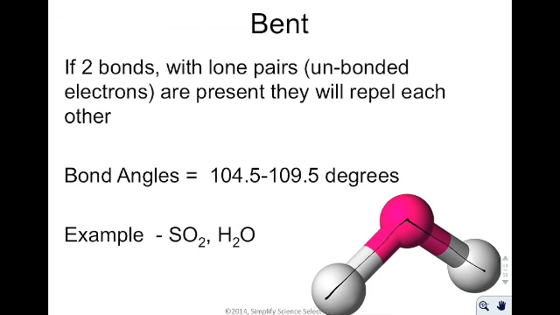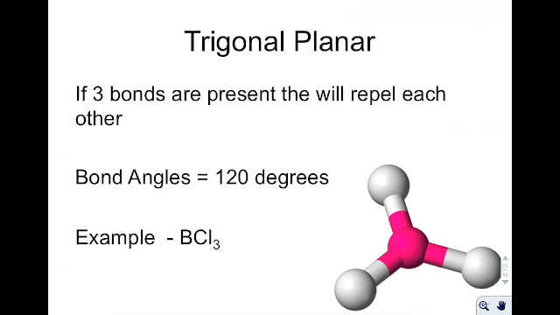Okay, the bond angles are generally between 104.5 and 109.5, and that depends on how many lone pairs are attached to the central atom. Examples of this are sulfur dioxide and dihydrogen monoxide. So you see this is a bent molecule. Next, we have the trigonal planar molecule. That's if you have three bonds that are present. So you see something that's 120 degrees. An example of this is boron trichloride.